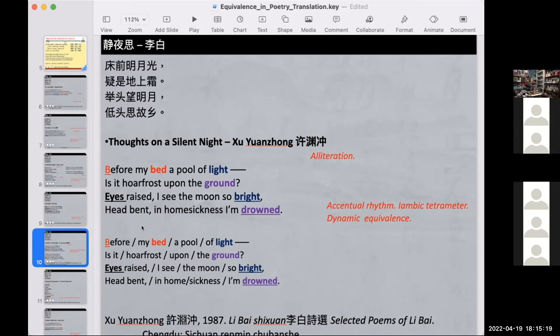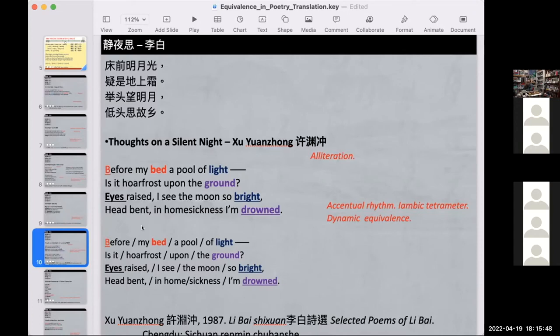"Eyes raised" could actually be a spondee. A spondee is a foot of two syllables, both of them stressed: tam tam. "Eyes raised. I see," and then he returns to the iambic. "I see the moon so bright," ta-tam, ta-tam, ta-tam. "Head bent" is a spondee. Both of them receive the stress.